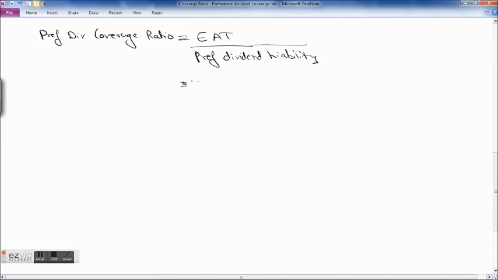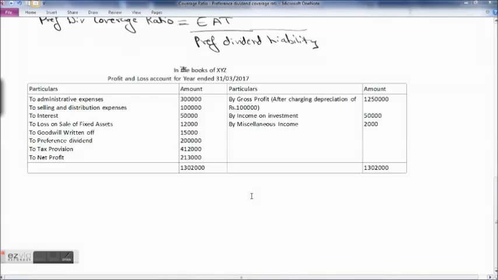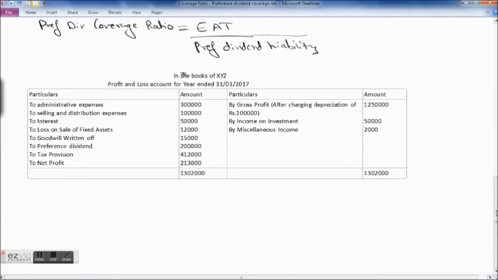Now we'll see one example on how to calculate this preference dividend coverage ratio. So in the books of XYZ, the profit and loss account is given for the year ended 31st March 2017. Okay, so you have a credit side and a debit side. On the credit side, we have gross profit after charging depreciation of 1 lakh, that comes to 12,50,000. Then income from investment 50,000, and miscellaneous income is 2,000. So the total comes to 13,02,000.